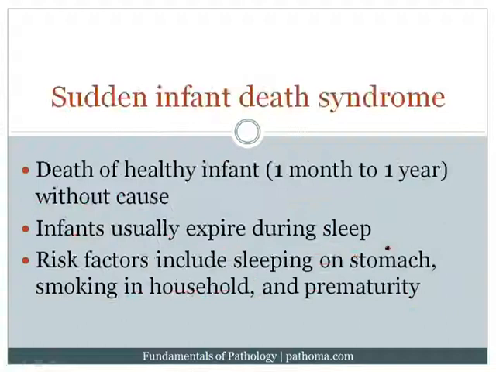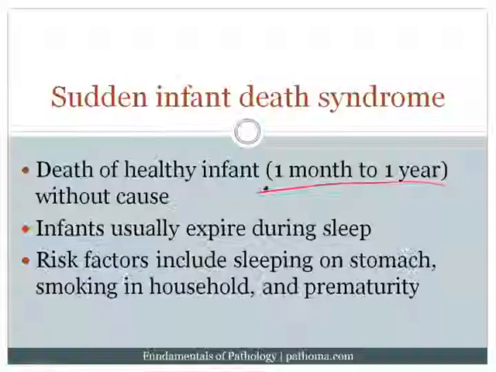Next disorder is called sudden infant death syndrome. This is where a child dies suddenly. It's a healthy infant, dies for some unknown cause, or really without any direct cause. Classically, it must occur between 1 month to 1 year of age. So if a child is greater than a year, we don't call that sudden infant death syndrome. If they're less than a month, we don't call that sudden infant death syndrome.